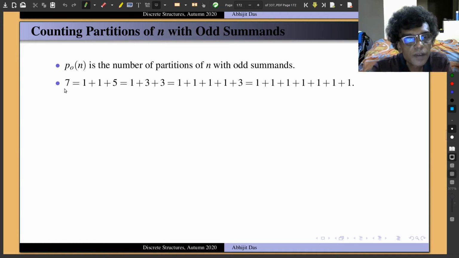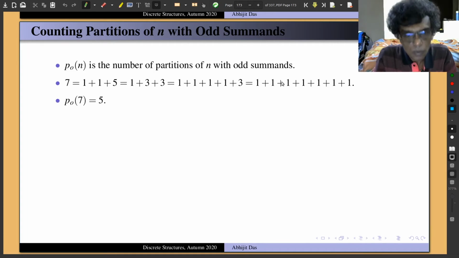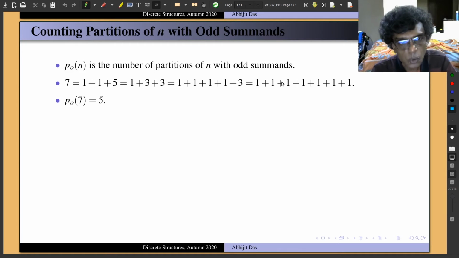For example, 7 can be written as 7, 1 plus 1 plus 5. This is repeated, but all summands are odd. 1 plus 3 plus 3, 1 plus 1 plus 1 plus 1 plus 3 and 7 ones. So 1, 2, 3, 4, 5. Okay, so PO7 is 5. Like PD7 equal to 5, PO7 is also equal to 5. We will soon see that this is no coincidence. This is the rule actually. Anyway, I'll come to that.